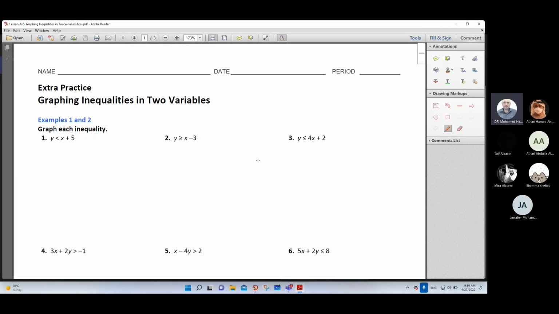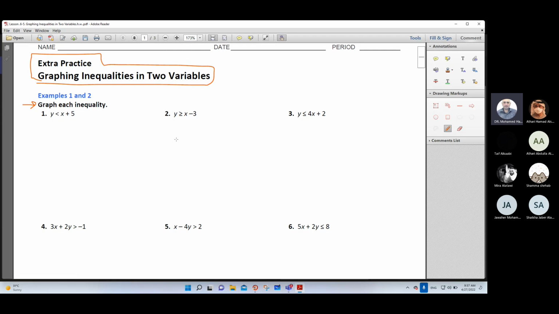We are in Module 6, in the last lesson of this module, Lesson 5, graphing inequalities in two variables. Today, we want to continue our work in this lesson. We have extra practice. So the question: graph each inequality. I will solve numbers 1, 2 and 3, then you can help me. I want everyone to focus very well with me to know what I do in these problems.